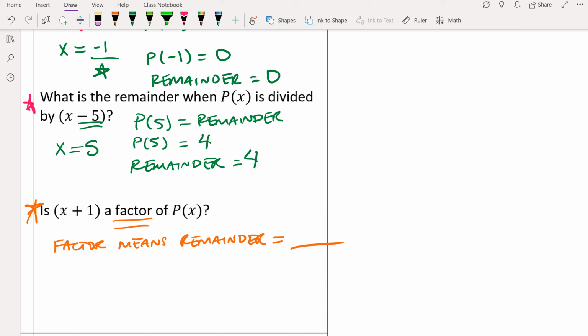All right, the factor means the remainder equals 0. So we need to check, is the remainder 0? Is r equal to 0? How do we do that? We plug in x equals negative 1. So we have p of negative 1.